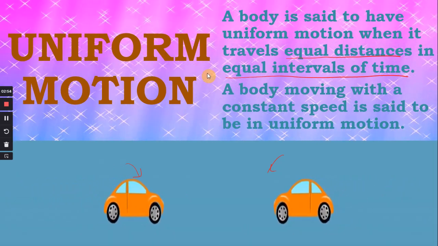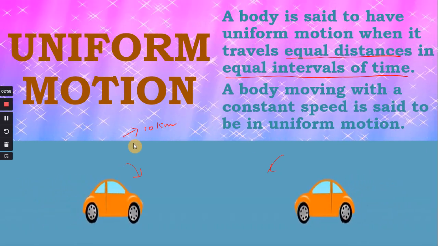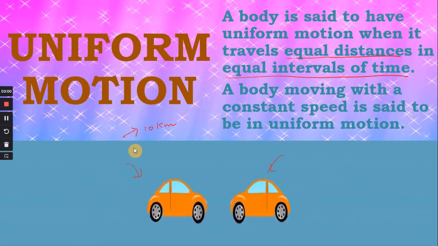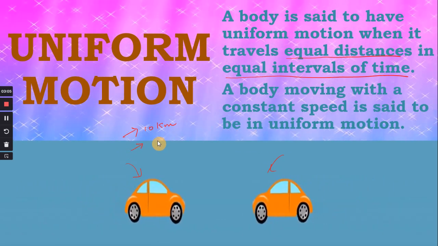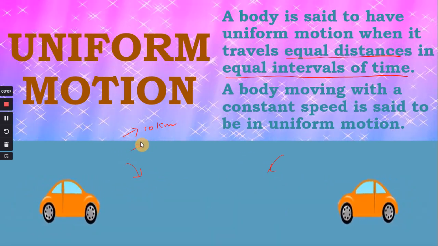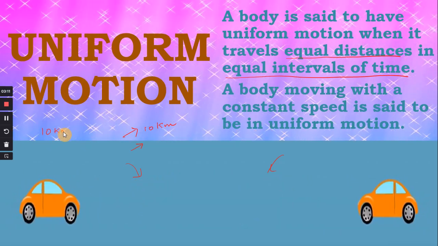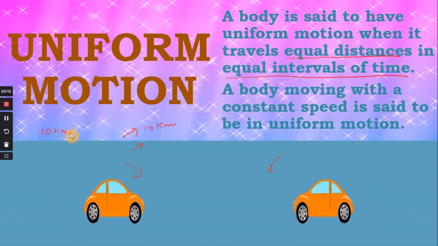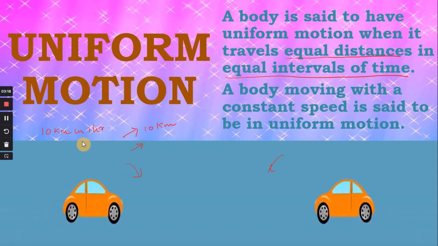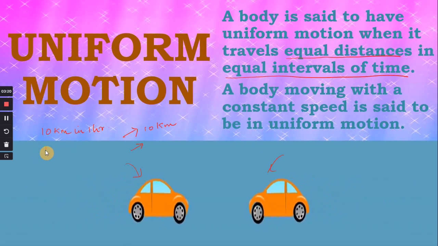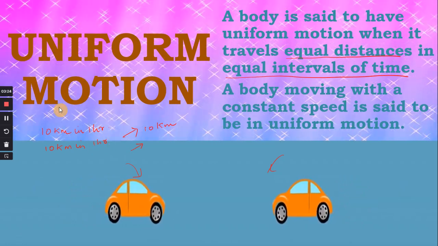That means if the distance is increasing by 10 kilometer, the time will also increase uniformly. If it was traveling 10 kilometer in 1 hour, it means that in the second hour again it will travel 10 kilometer only. But this is not practically possible.